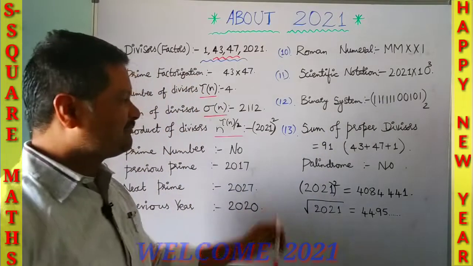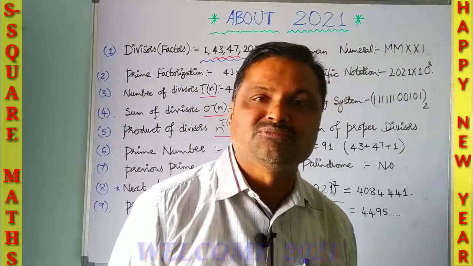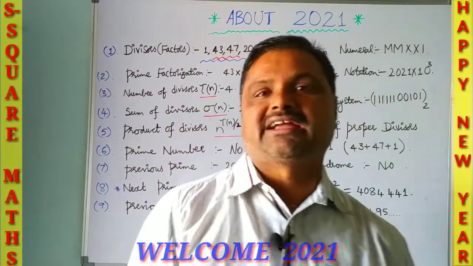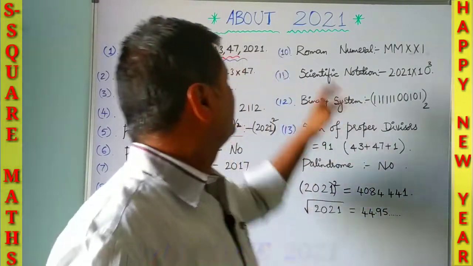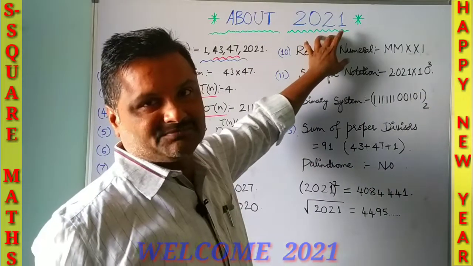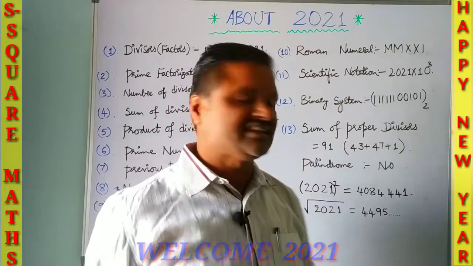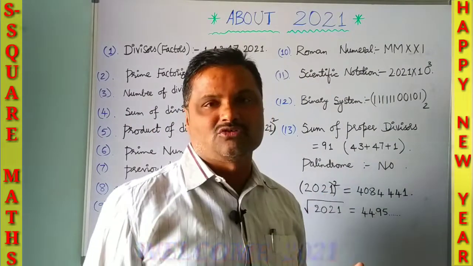Next, is it a palindrome? So what is meant by a palindrome? If you reverse the digits front and back, you should get the same. So 2021, if you reverse it, 1202, you are not going to get the same digits. Hence, it is not a palindrome.